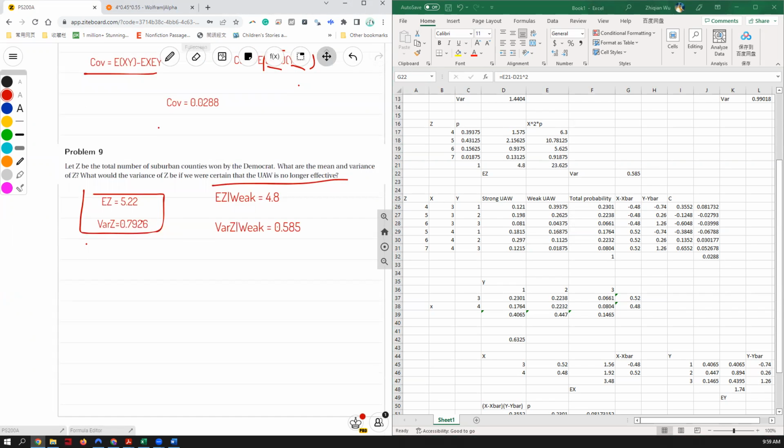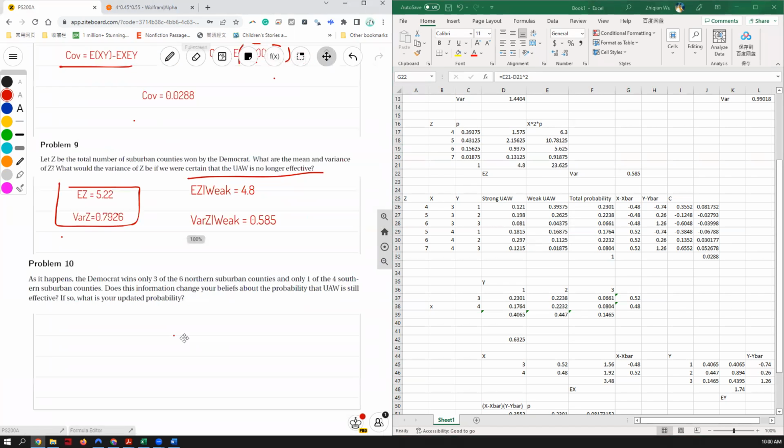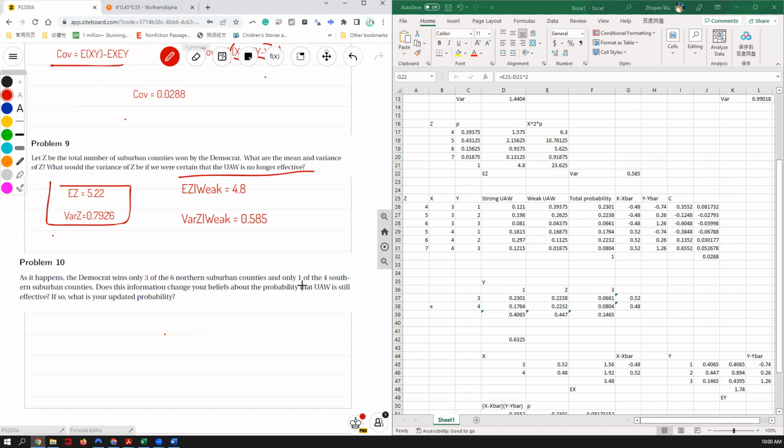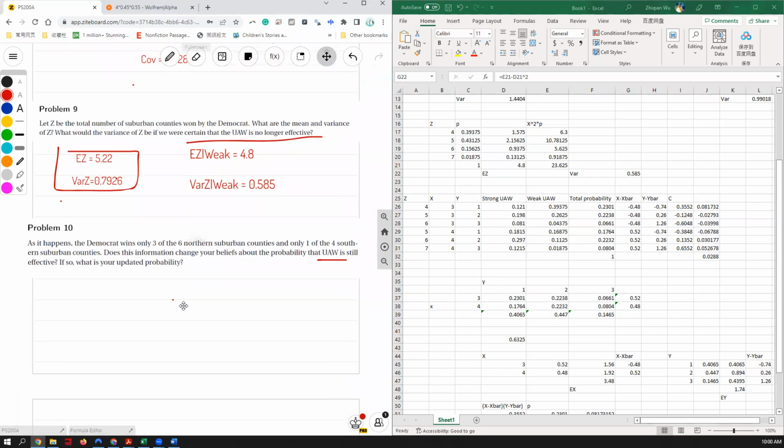Now, number 10. As it happens, the Democrats win only 3 of the northern suburban counties and only 1 of the 4 southern suburban counties. Does this information change your belief about UAW being effective or not? If so, what is your updated probability? So basically, we have to solve for that. In this case, that jumps out to me as a Bayes' law problem. So let's see if we can construct it that way.